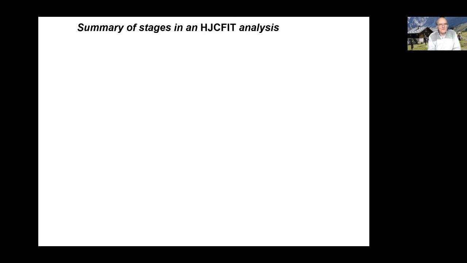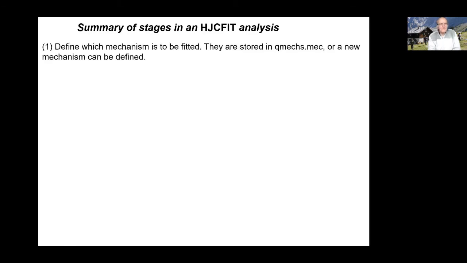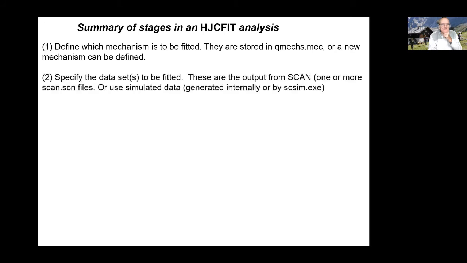There's an awful lot of computation involved in that, of course. So we can summarize what you need to do in an HJCfit analysis. Define the mechanism to be fitted. Specify the data sets to be fitted. You can also, in the Windows version of the program, specify that you want to simulate data rather than fitting real data.